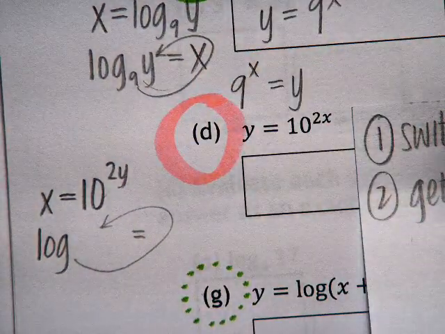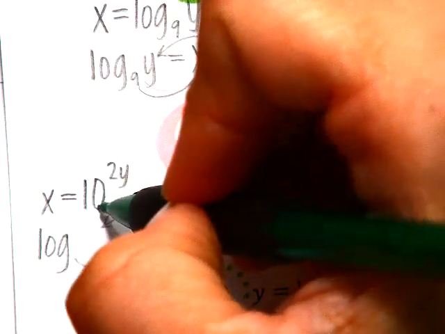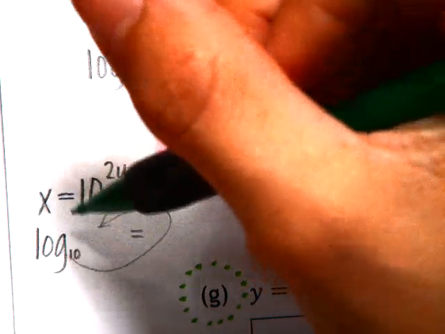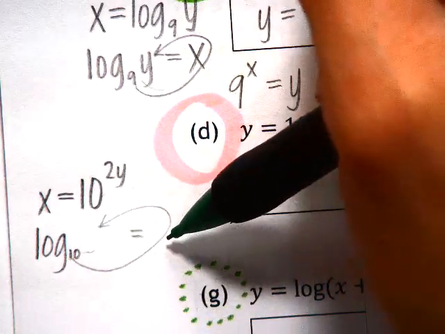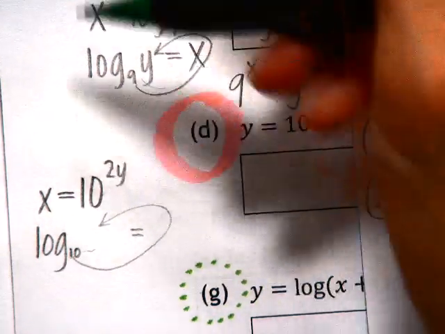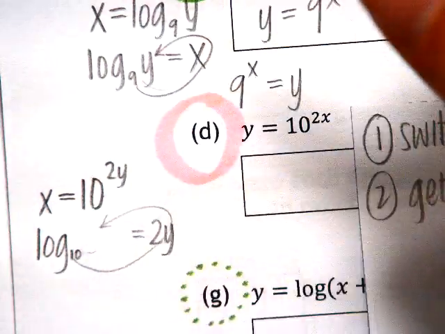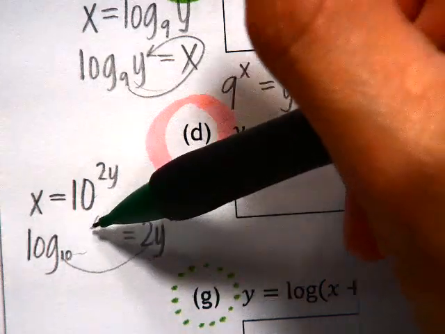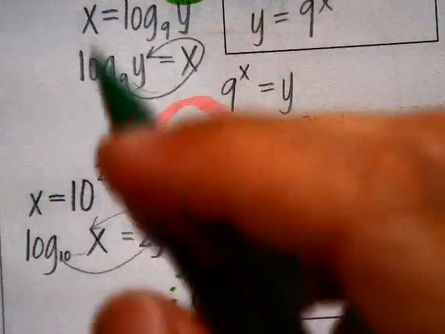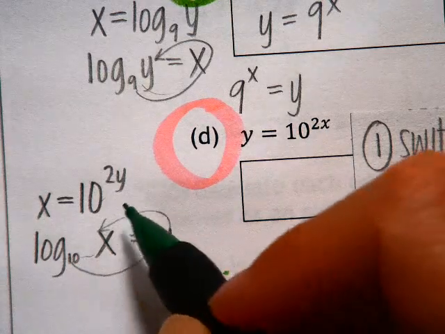Now, let's think about the clues here. We know that the base must be 10 because the exponential was a base 10. Then it was 10 to the power of, so we knew the power was 2y. That tells us that 2y must have been over here on the other side. And then as I loop back around, it's always equal to whatever was left, so that's equal to x. I'll read it back to myself. 10 to the power of 2y equals x.